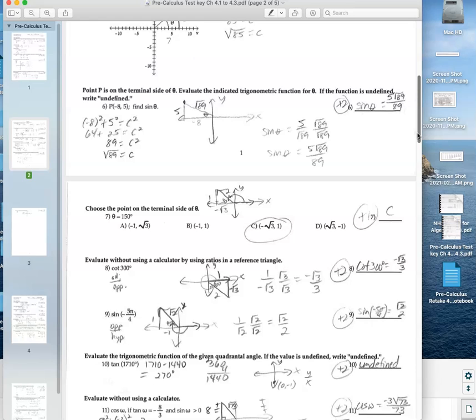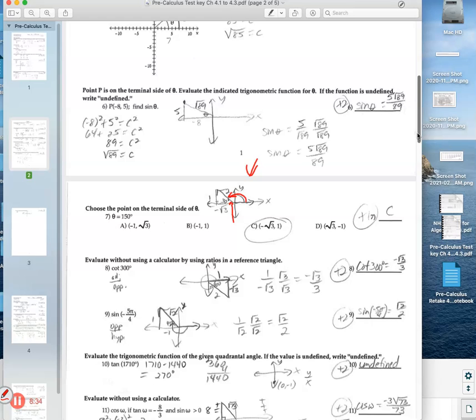Well, number 7 says, choose the point on the terminal side of theta. And all they give us is that theta is 150 degrees. So you definitely draw. You're going to notice for almost all of these, you did drawings. And the people that struggled on this test did not do drawings. You have to draw. It's the best way. Trig is so visual. So we've got 150 degrees, and we go across 150 degrees, and we realize, well, that's going to leave us 30 for our reference angle.